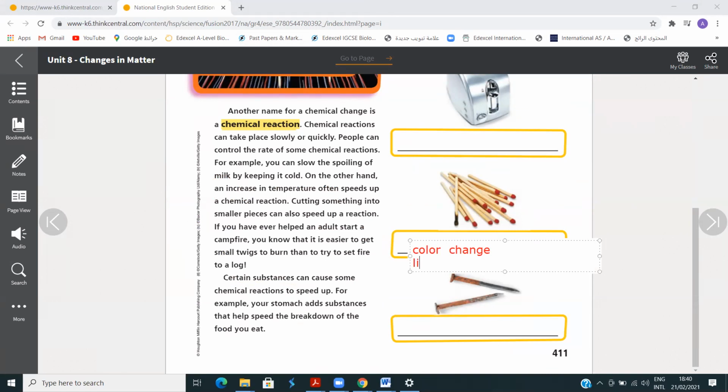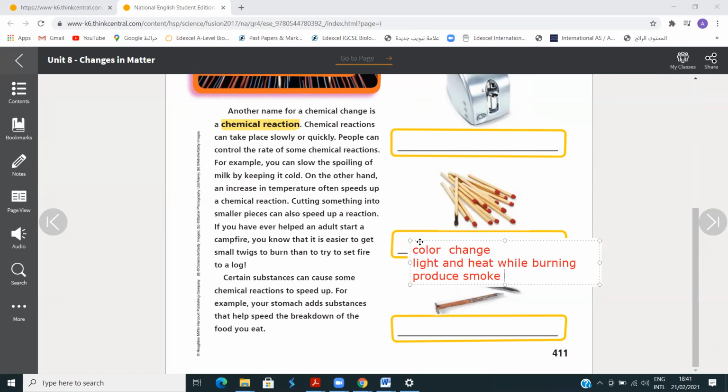Light and heat. It will help in burning. Burning here is a kind of chemical change. Burning produces smoke. Okay. The last one here, my students, is color change.